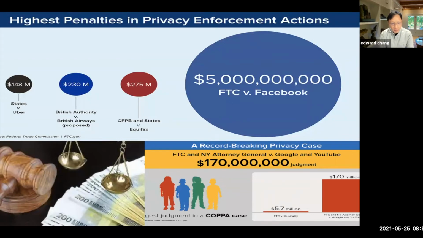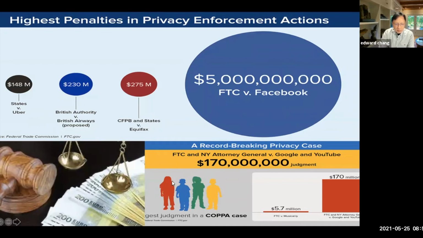And these are some landmark cases of privacy policy violation and the consequences. On the top row, you see in the beginning, or maybe a couple of years ago, Uber was fined 148 million by the EU. So the top line was a violation of GDPR. And then there was a $230 million fine from British Airways. And the most recent one was FTC versus Facebook. Facebook was fined $5 billion.